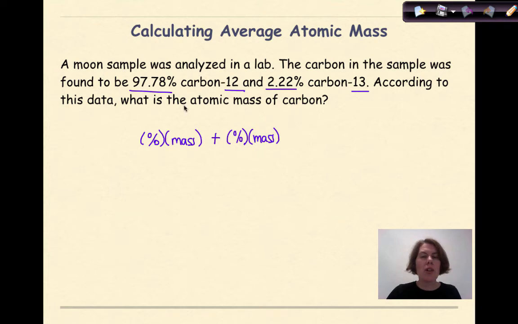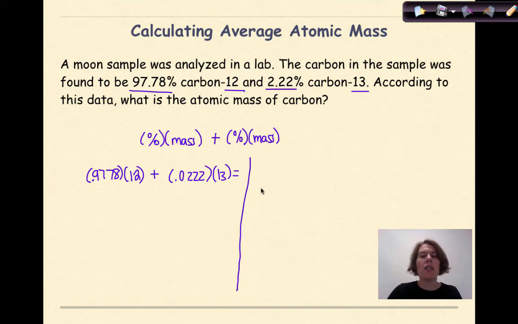So if I was to look at this, I'd say, all right, 97.78% carbon-12. I'm going to turn this percentage into a decimal. So I'm going to say this is 0.9778 times the mass that is listed, plus the second percentage. So I know I need to move that over 2 decimal places. So 0.0222 times its mass. And then I'm going to calculate a number. Done.